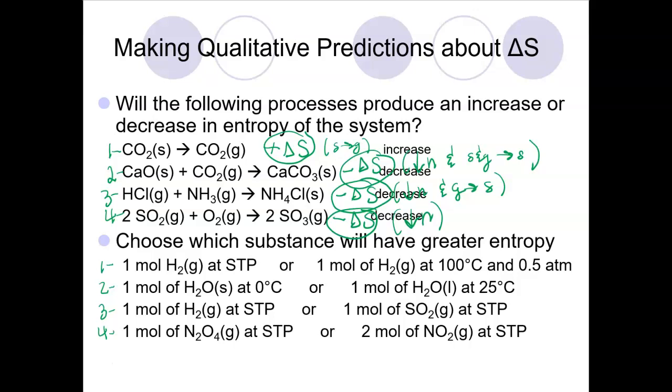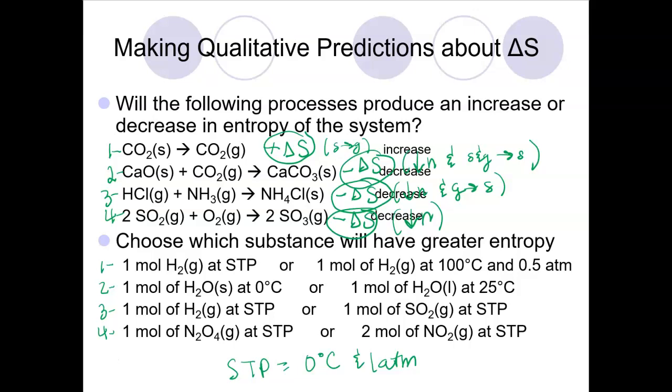So in question 1, if I have 1 mole of hydrogen gas at STP, so a quick reminder, STP stands for standard temperature and pressure, and that means 0 degrees Celsius and 1 atmosphere. So 1 mole of hydrogen gas at STP, or 1 mole of hydrogen gas at 100 degrees Celsius and 0.5 atmospheres. So just like the first question, I always look at states of matter first. So hydrogen gas to hydrogen gas. I can't answer the question based on that. Next, I look at moles. So 1 mole of hydrogen to 1 mole of hydrogen. Okay, that doesn't help me.